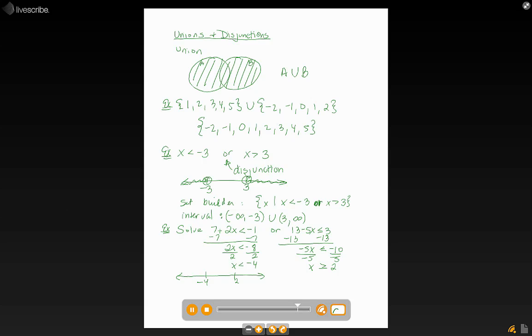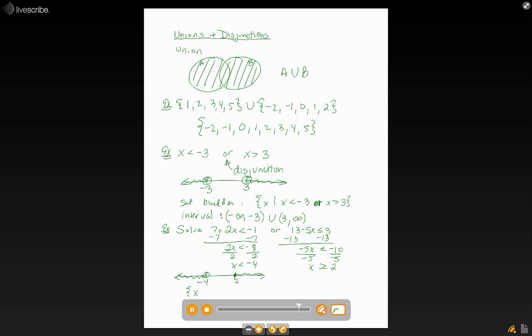For x less than -4, shade to the left. And what about -4? Not included. For x greater than or equal to 2, shade to the right. And what about 2? It is included, so put a dot. Since the word or is there, we're just graphing both of them on the same graph. Now, set builder anybody?